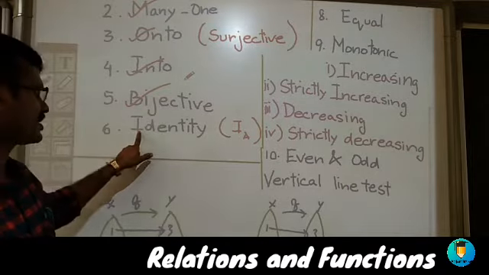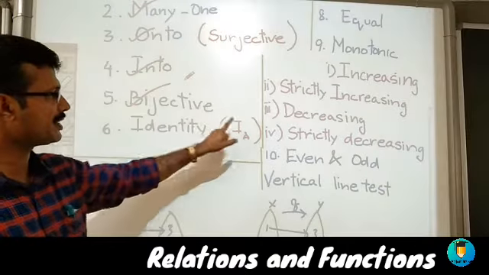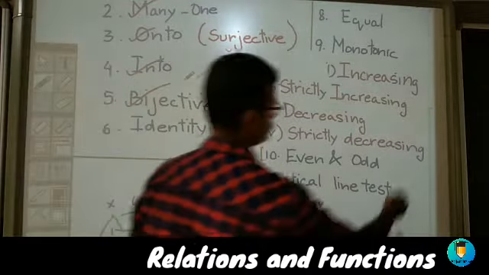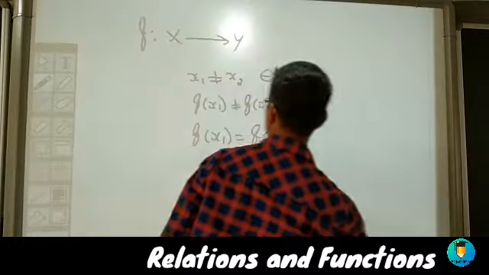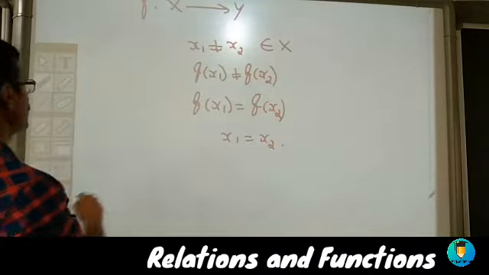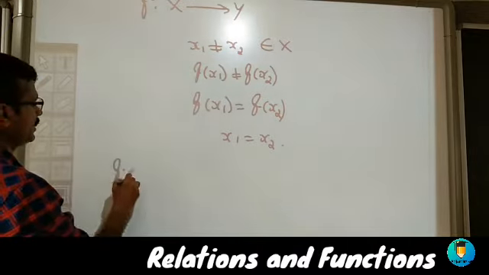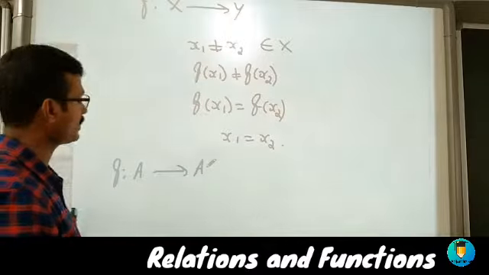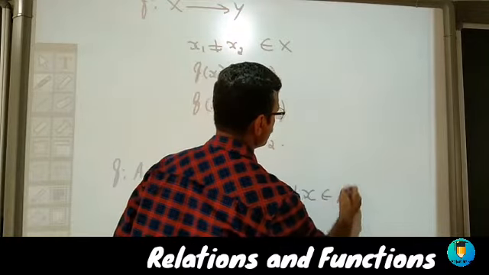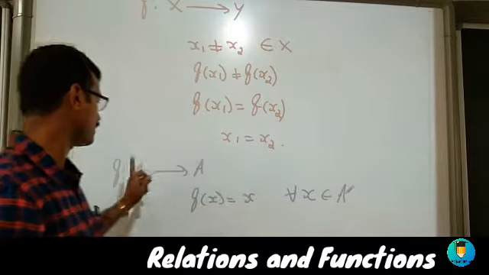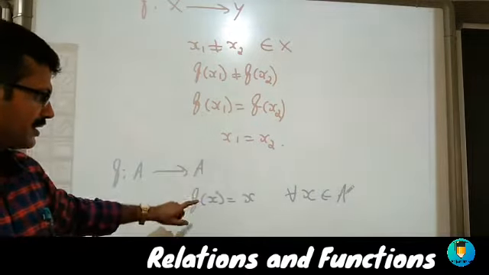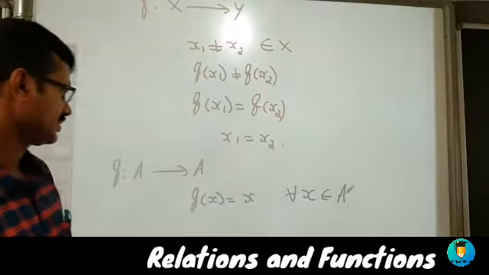Now we come to another function. What is the identity function? The identity function is denoted by capital I with suffix A. A function f from A to A is said to be an identity function if f of x is equal to x for all x belongs to A. So this is the definition of the identity function.